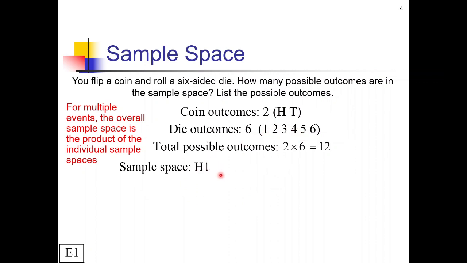So we have heads 1, heads 2, and then I'll just abbreviate these, H3, H4, H5, and H6. And then we could flip tails and get all of these numbers as well. So T1, T2, T3, T4, T5, and T6. So it's kind of tedious writing out some of these sample spaces, and some of them can get quite large. The key on this is just to be systematic.